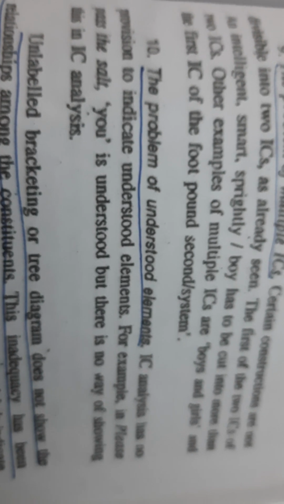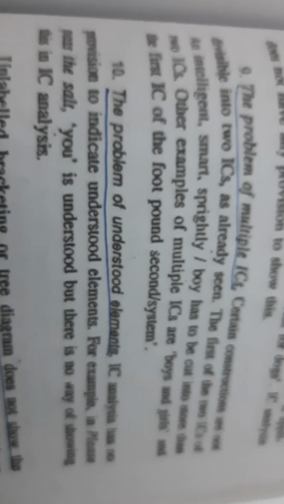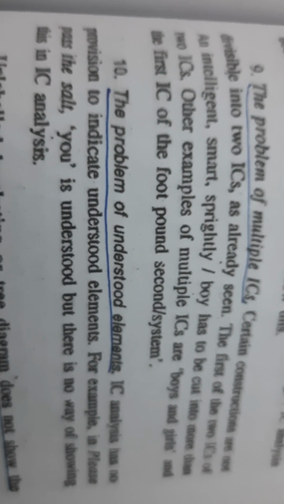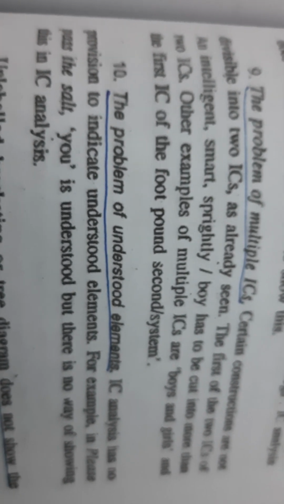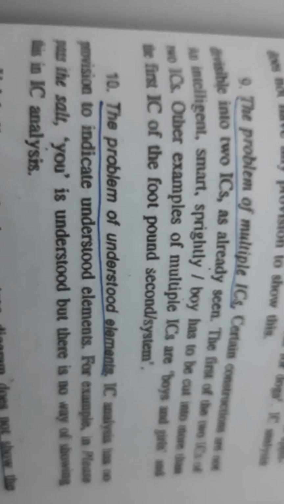And the next one is the problem of understood elements. Understood elements meaning that certain words will not be mentioned in the sentence, but they will be understood. For example, please pass the salt. You is understood, but there is no way of showing that in IC analysis. Please pass the salt, isn't it? But you will not be mentioned in the sentence, but that is understood and that cannot be mentioned in the IC analysis.